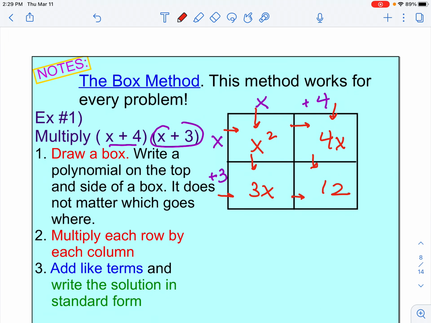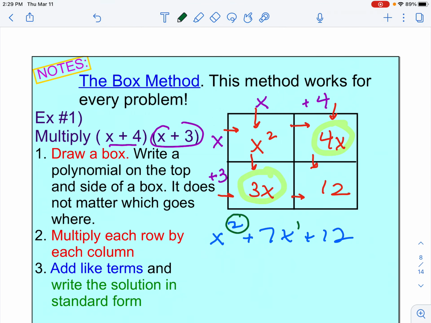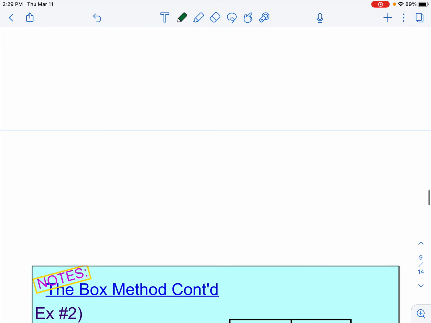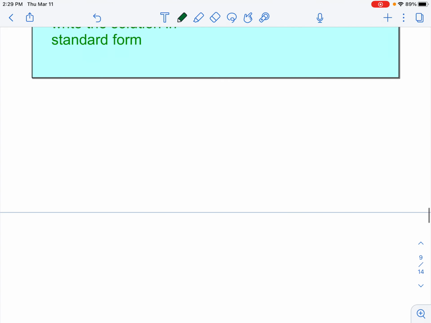So now we're just going to add all of those terms together, but we can only add like terms. So those are the only ones that can get added together. So that means we would have, putting it in standard form, x squared plus 7x plus 12. Okay, and again, always writing it in standard form, which means we are going from the highest exponent power to the lowest. That is our standard form. So box method is another way to solve these. And here's another one you can practice, try it, and then check the notes, see if you got it right. If you like that method, continue to use it.